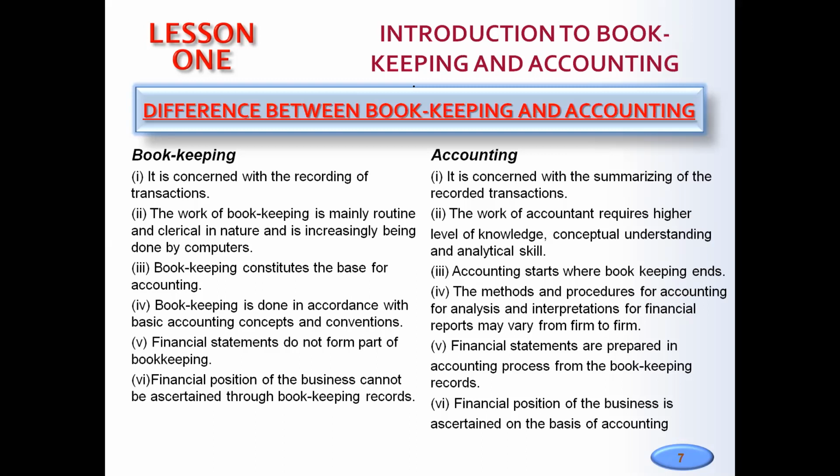And lastly, the financial position of a business cannot be ascertained through bookkeeping. By merely picking up bookkeeping records, you cannot ascertain the financial position of any business. But from accounting information, or from accounting, the financial position of a business can be ascertained. These are the major differences between bookkeeping and accounting.